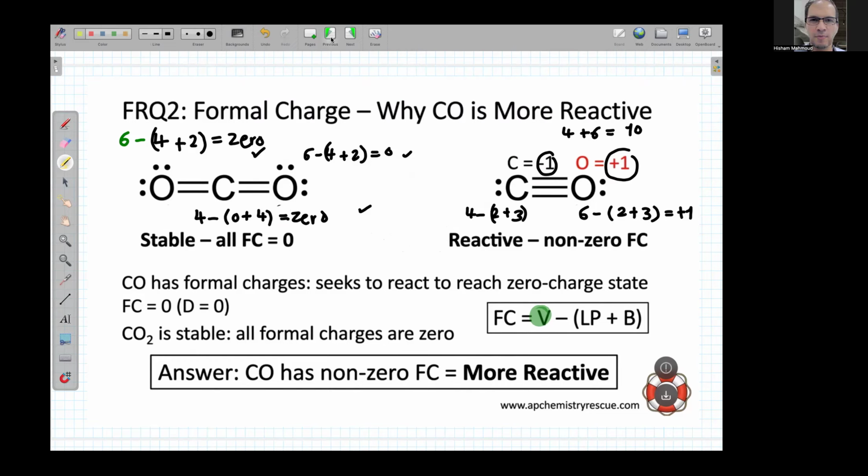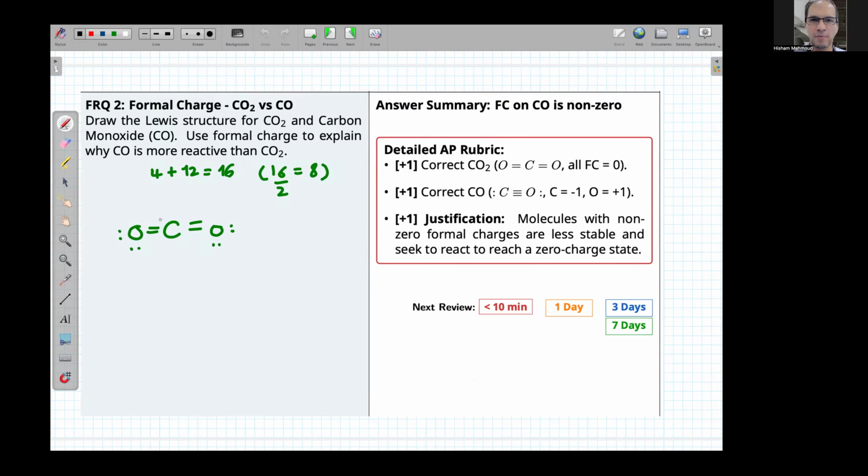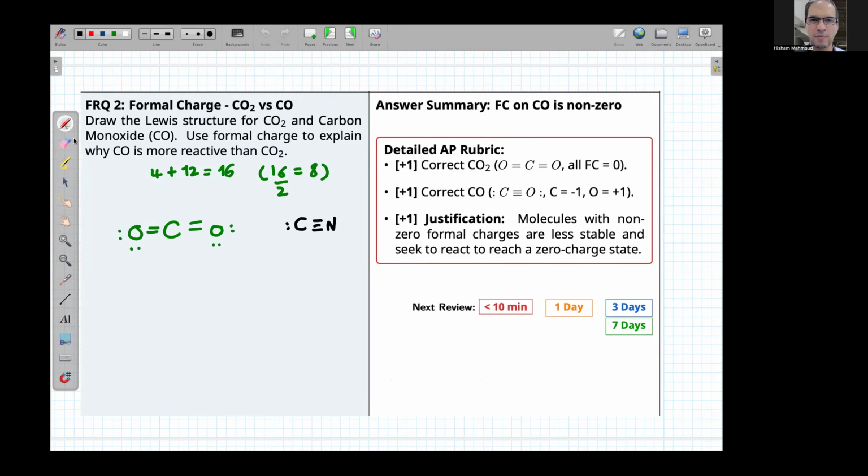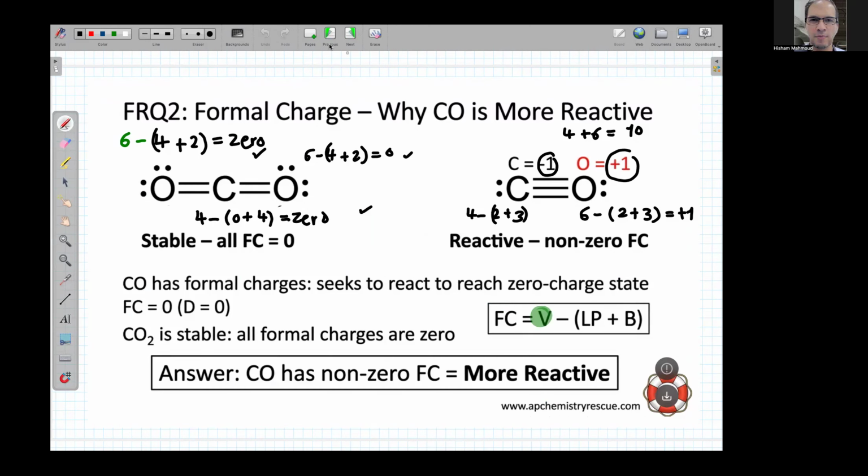So let's check the rubric points. I drew the CO2 correctly with all the formal charges. I drew the CO correctly with the formal charges also. Justify that non-zero formal charges mean less stable, and connected this to a higher reactivity, and that's all done. 4 points secured, and next.